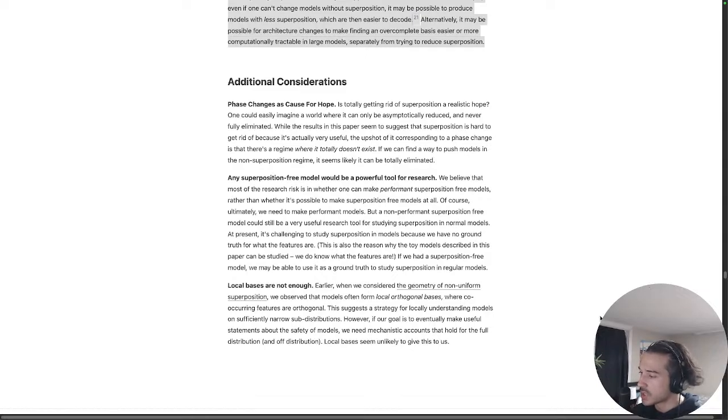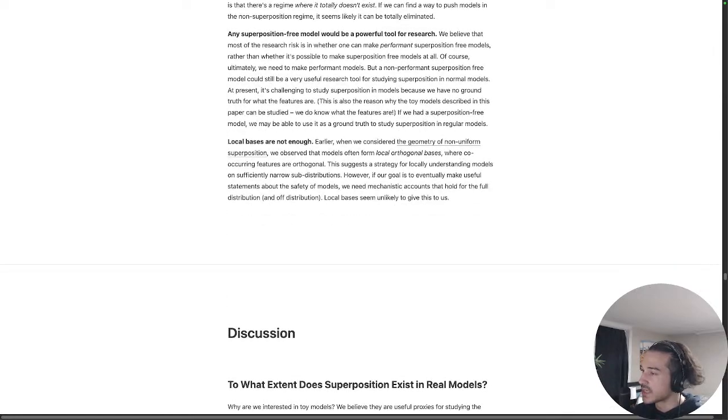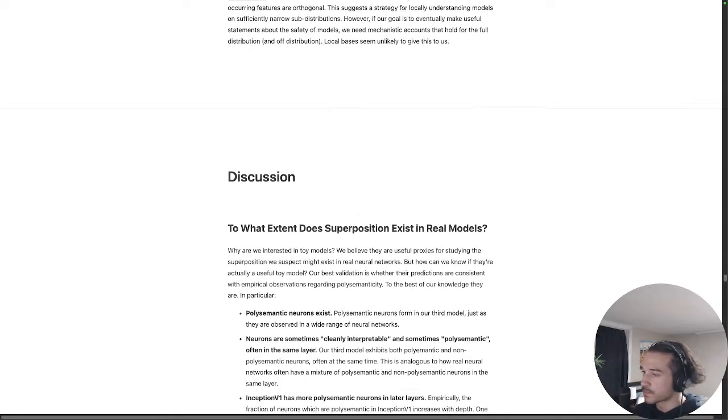Earlier, when we considered the geometry of non-uniform superposition, we observed that models often form local orthogonal bases, where co-occurring features are orthogonal. This suggests a strategy for locally understanding models on sufficiently narrow subdistributions. However, if our goal is to eventually make useful statements about the safety of models, we need mechanistic accounts that hold for the full distribution and off distribution. Local bases seem unlikely to give this to us.